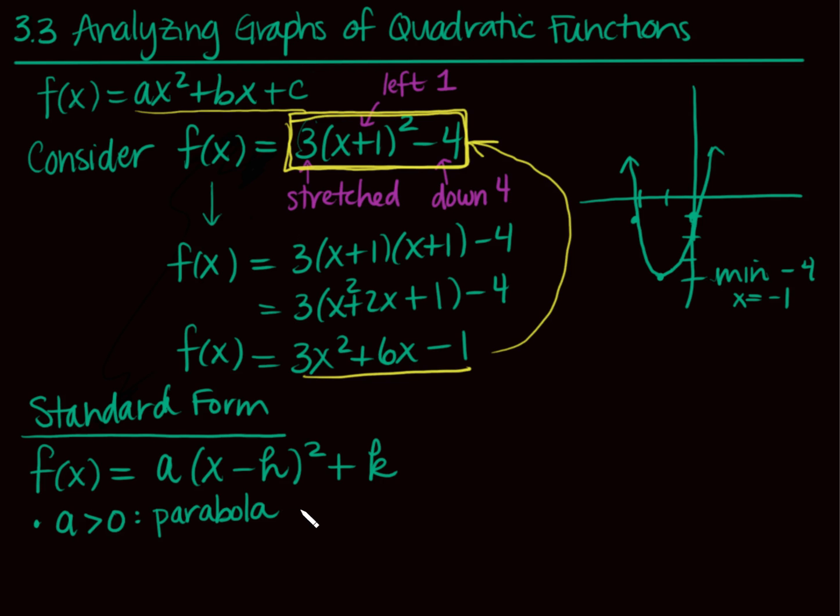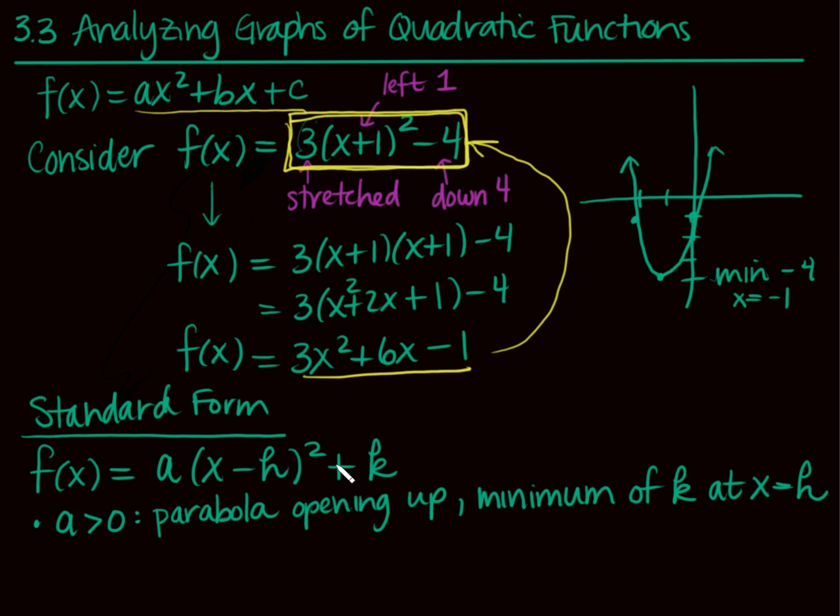So this is a parabola opening up, right? And because of that, if it's opening up, I'm making little U's with my fingers here that you can't see. Opening up, we're going to have a minimum. And what is that minimum going to be? We're going to have a minimum of k, and where does it occur? At x equals h.